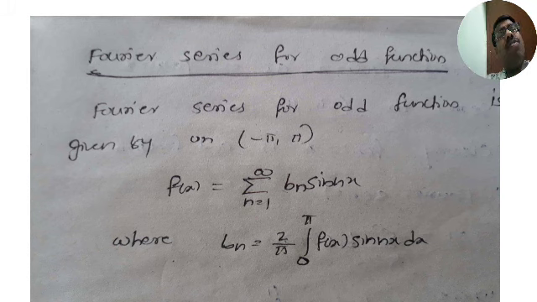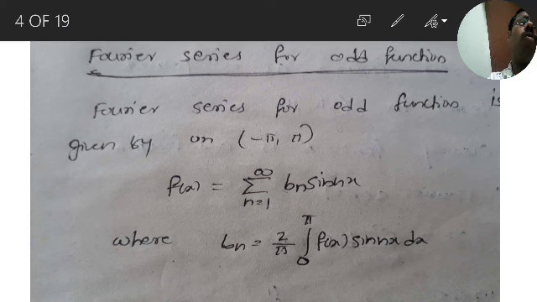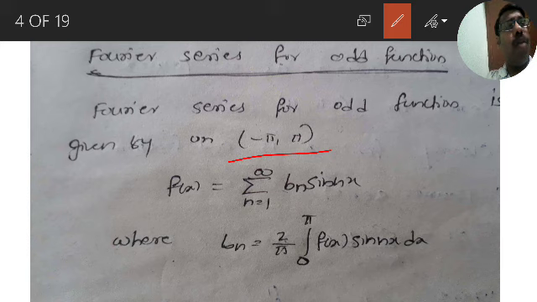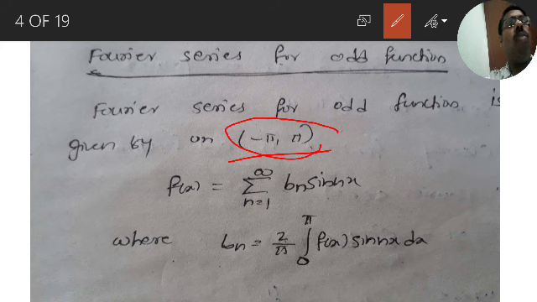Now the Fourier series for an odd function. Fourier series for an odd function on an interval. So you have to note down the interval for an even or odd function. The interval should be minus pi to plus pi only. On 0 to pi it cannot be. Only the interval must be from minus pi to plus pi. Then only we can go for odd and even functions. This is the first necessity.